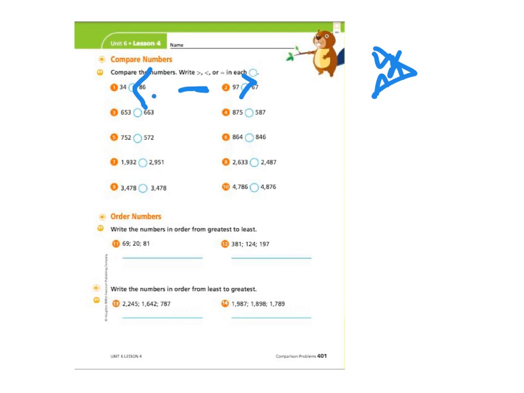653 is less than 663. And 875 is greater than 587. So you can do the rest of them on your own. Should be pretty easy. This one, greatest to least, meaning we're going to have the largest one first. So the largest one would be 81, then 69, then 20.